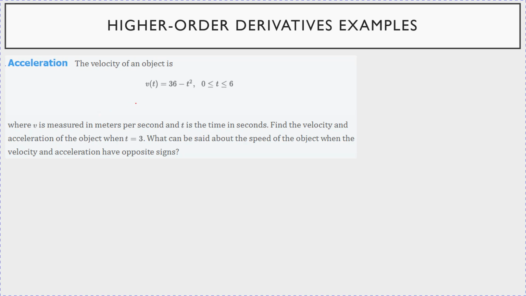Okay. Well, look. The acceleration is just the derivative of the velocity function. Well, the derivative of the velocity function is just negative 2t here. So when t is 3, the velocity, just plug it into the velocity function, right? So this is 36 minus 9 gets me 27, and it's going in meters per second. And then the acceleration at 3, well, that's just minus 2t, so it's minus 2 times 3 is equal to minus 6 meters per second.